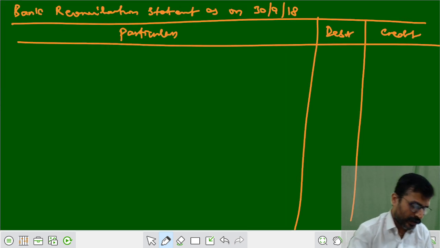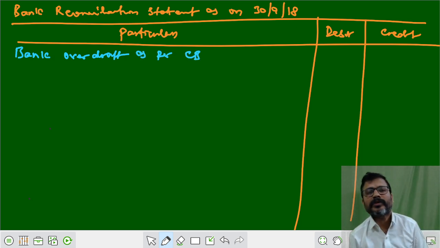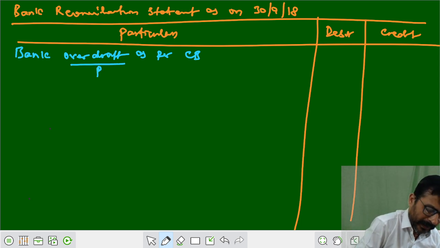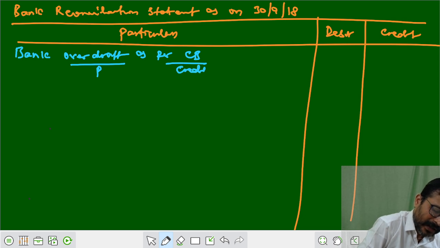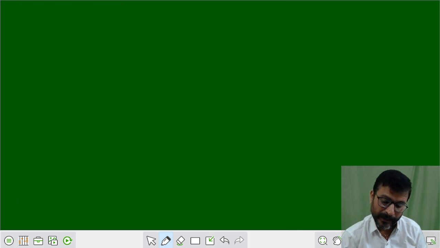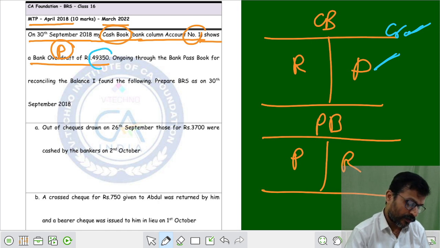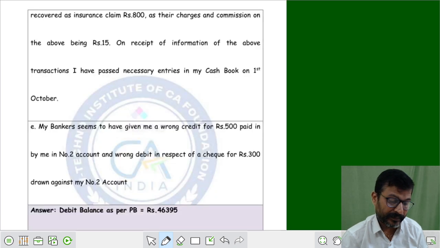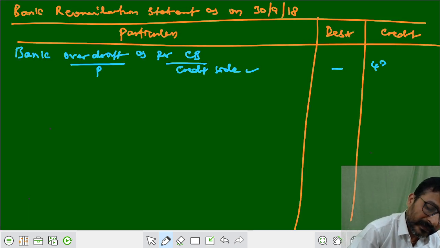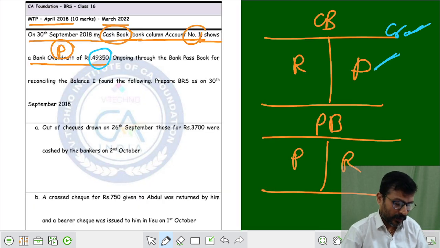Let us start with the solution, that is bank overdraft. As per which book is it? Cash book. Overdraft means payment, cash book means it comes on what side? Credit side. So we have to take it on the same side only. That is an amount of rupees, how much? See, here it is an amount of 49,350. Let us move on to the first point of the problem.